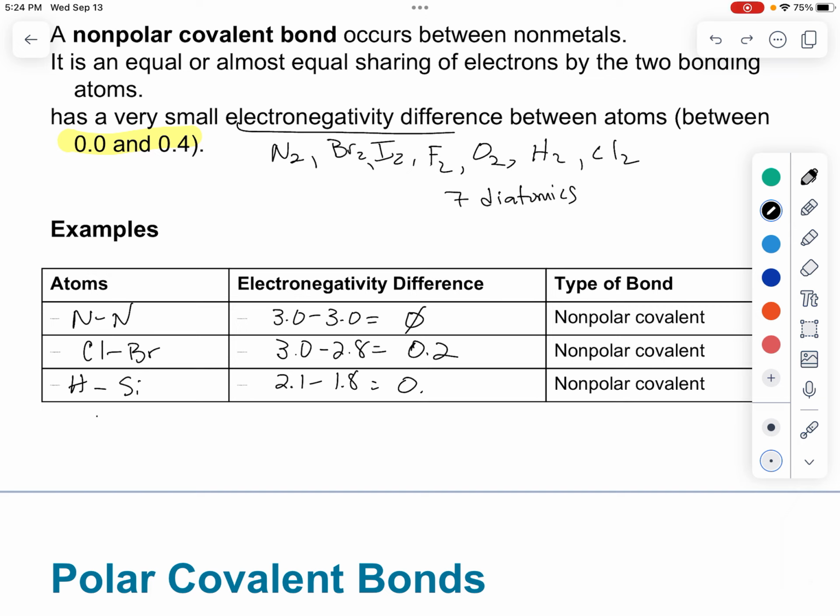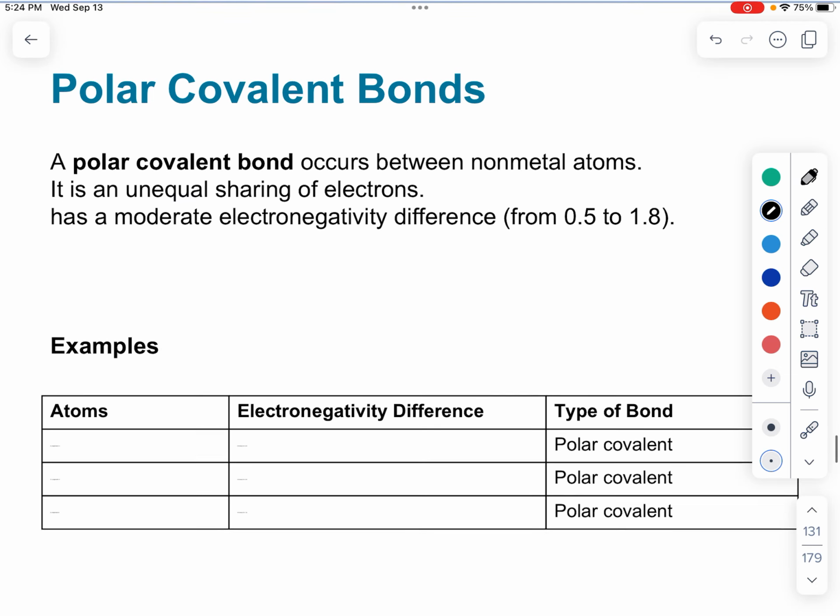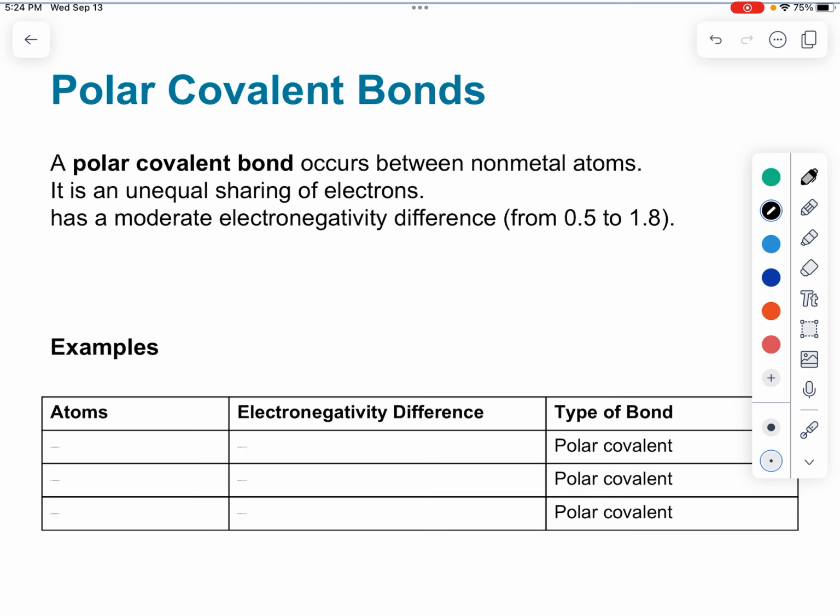Famously, this is important in organic chemistry, C-H is a nonpolar bond. So any hydrocarbon, anything only made up of carbons and hydrogens will be considered nonpolar covalent. Carbon has an electronegativity of 2.5, hydrogen is 2.1, so 0.4. Okay.